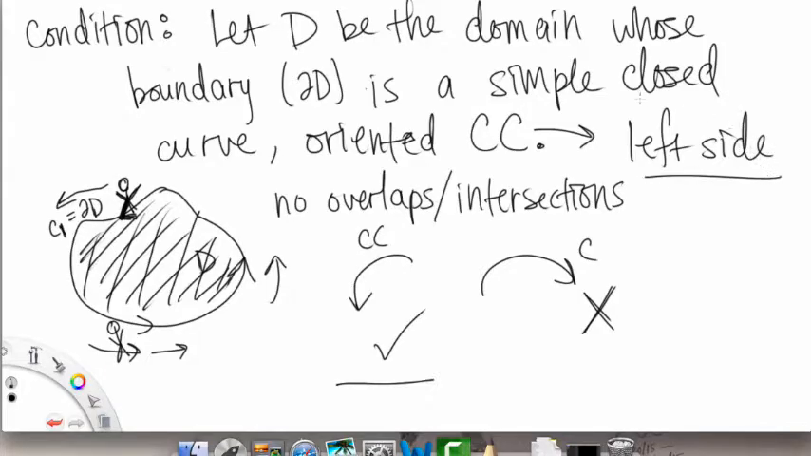Just keep that in mind. The domain should be on your left side. All right, so now let's look at what Green's theorem is actually saying with this condition.